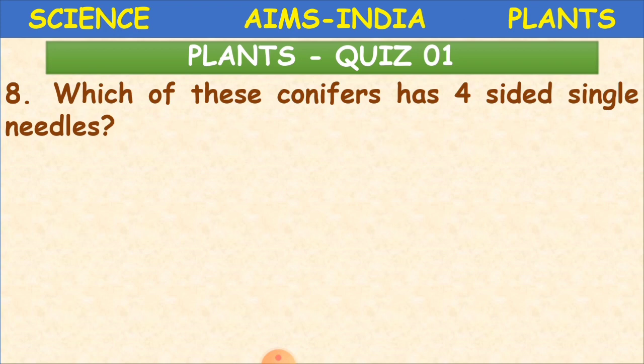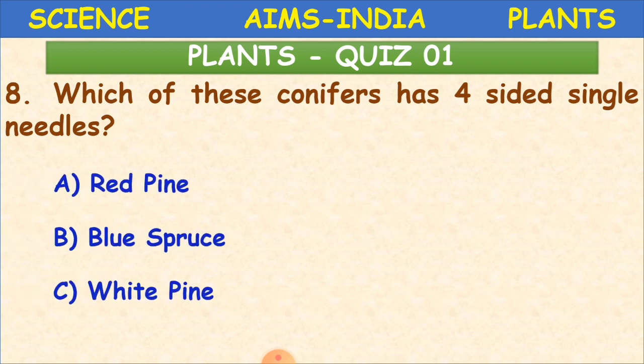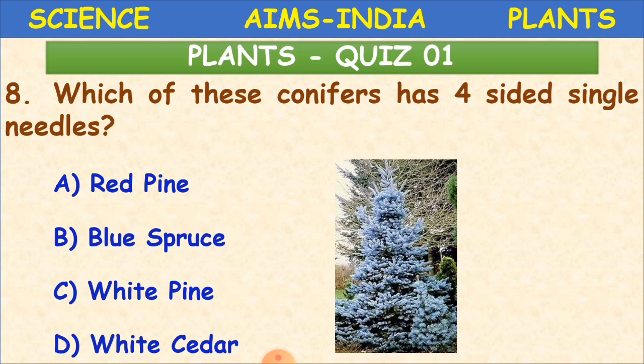Which of these conifers has four-sided single needles? We'll see which tree has. A is red pine, B is blue spruce, C is white pine and D is white cedar. And the answer is blue spruce. See, as you see in the diagram, the leaves are blue in color here, and this plant has four-sided single needle type of leaves. This is called blue spruce. Again children, the next question.